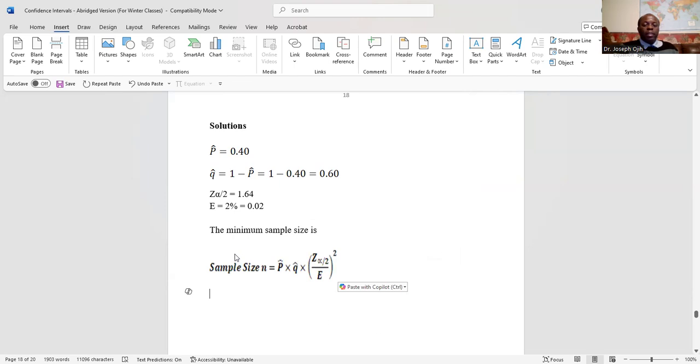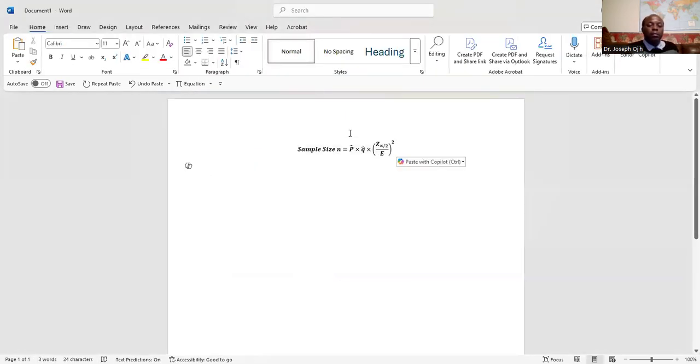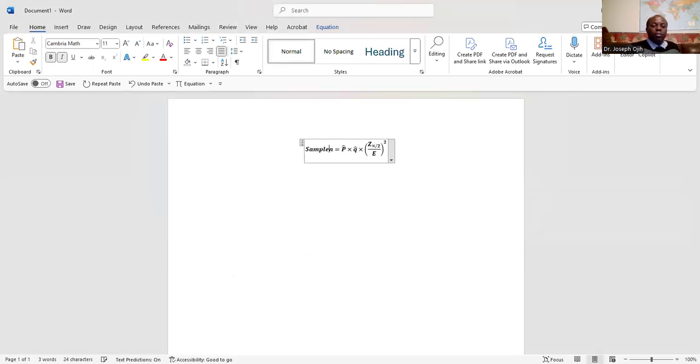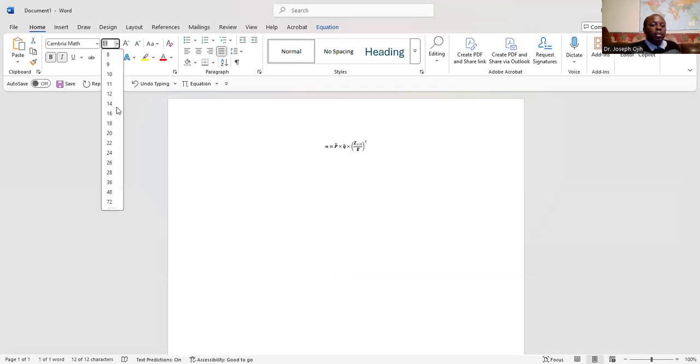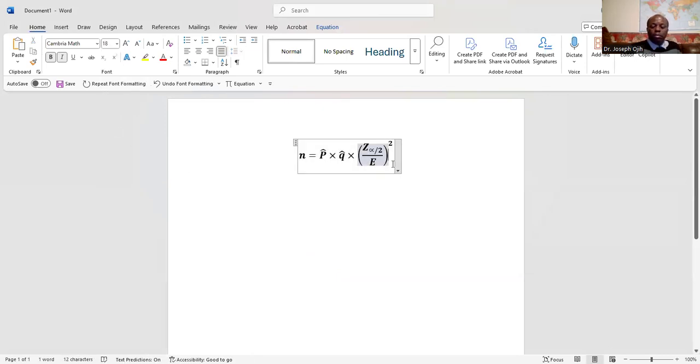Now, let us go and put this formula in Excel, and then I'm going to write down this formula. We have P hat, the summary statistics. P hat is 0.4. Q hat is 0.60. And Z alpha over 2 is 1.64. E is 0.02. Let's go and put this in the other book and calculate the minimum sample size. I'm gonna put it right here. I'm gonna move this so we have enough room. I'm gonna make it bold, make it 18.